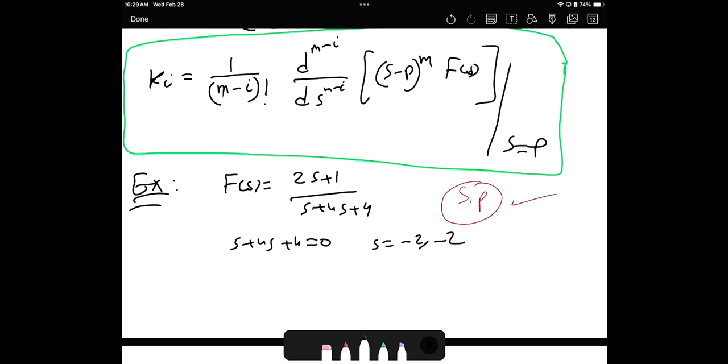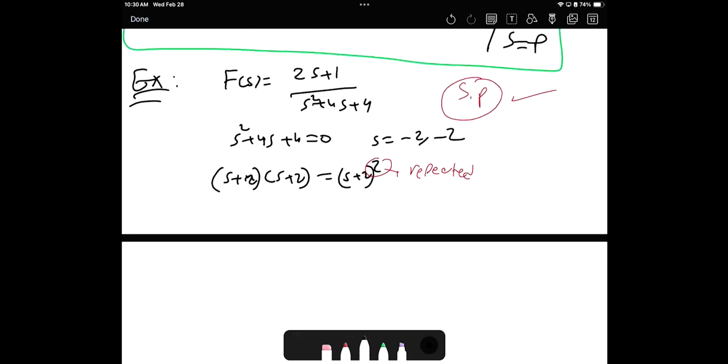Is that meant to be s squared plus 4s? Yes, it's s squared, right. I'm sorry, I missed this. So s will be negative 2, negative 2. This means s squared plus 4s plus 4 is (s plus 2) times (s plus 2), which is repeated: (s plus 2) all squared. Then we have a repeated situation. That's how I know I will apply this formula, if and only if there are repeated roots. So what should I do?